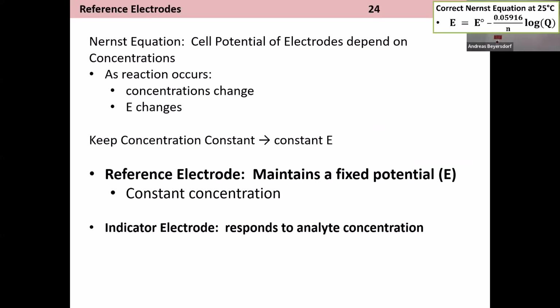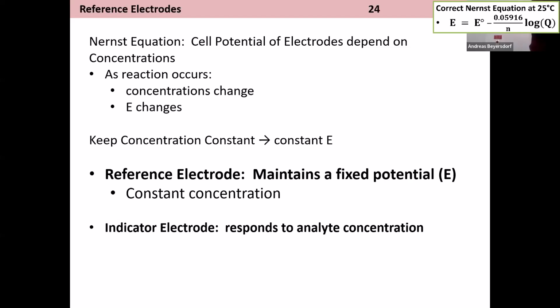One way to get around this, right? So that's very annoying, right? If I set up a cell reaction, and the cell potential keeps on changing, that's annoying. So one way to get around this is to keep the concentrations constant. Okay? And if we keep the concentrations constant, we'll have a constant cell potential.